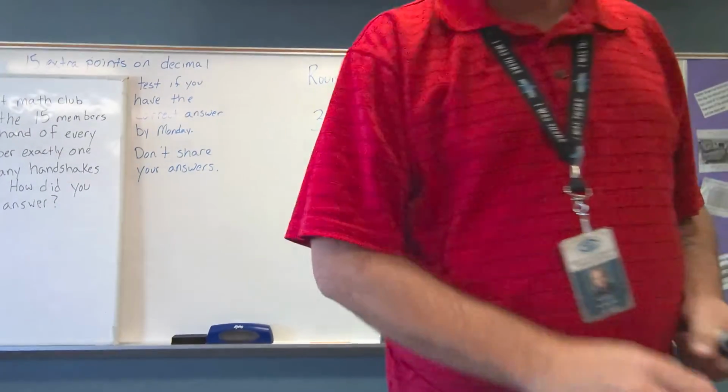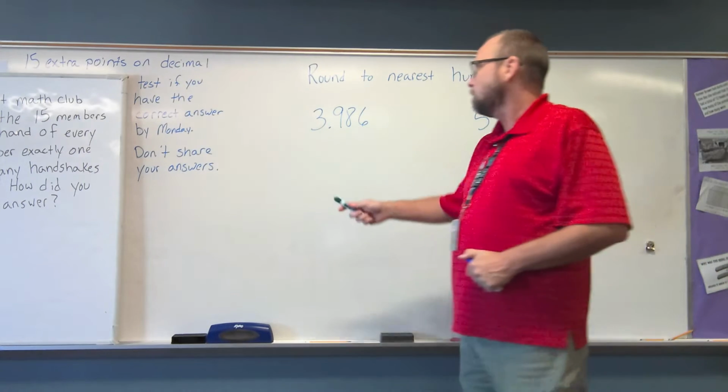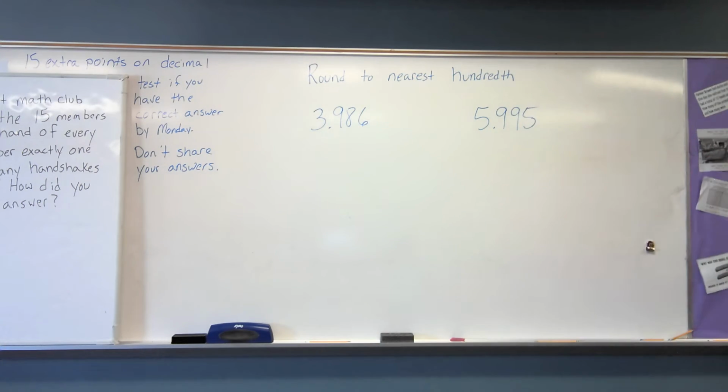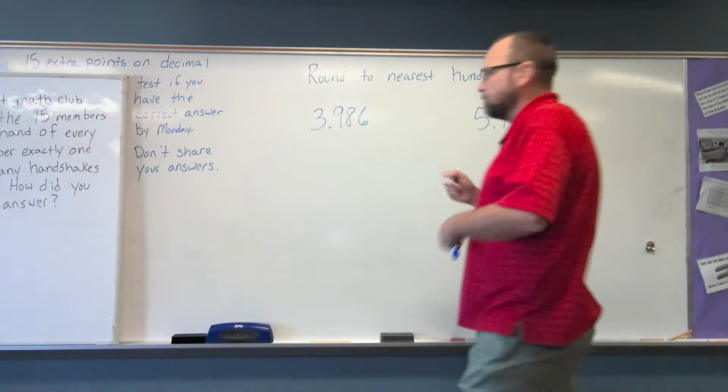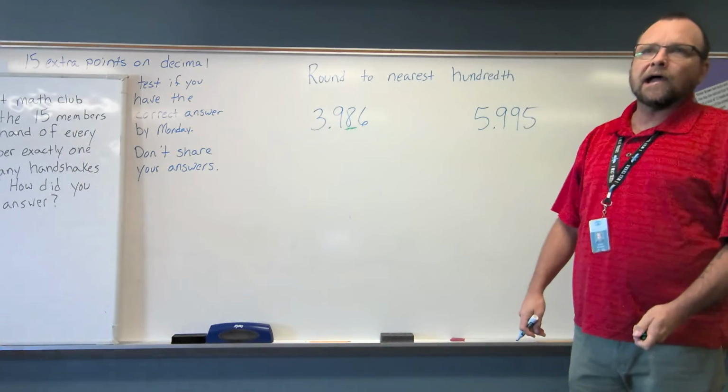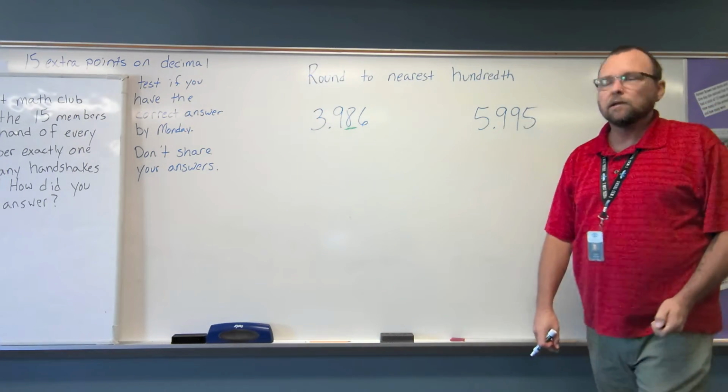But the first thing we're going to do, Sushana, is identify in the number 3 and 986 thousandths, what digit is in the hundredths place? 8. The 8 is in the hundredths place. So the 8 would be the number I either add 1 to or I leave the same.